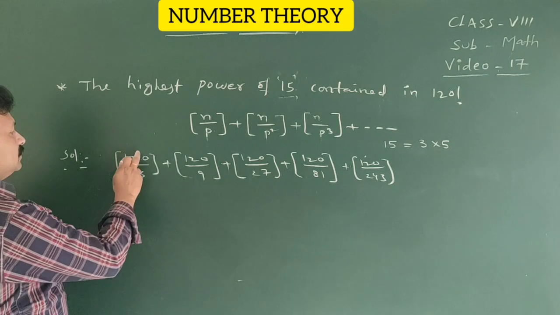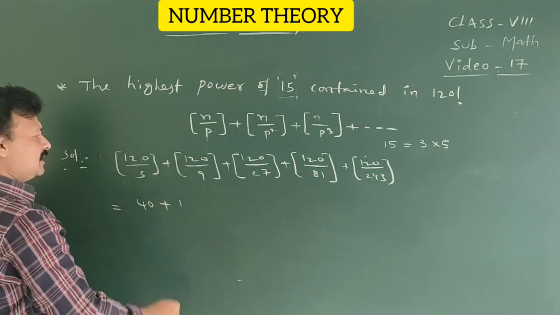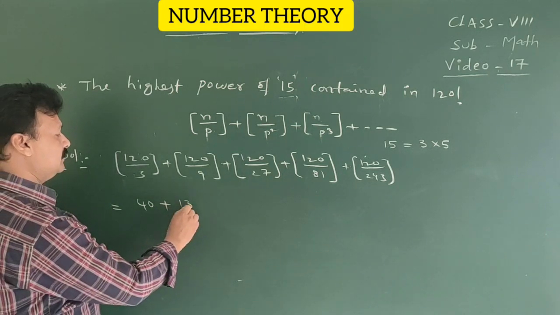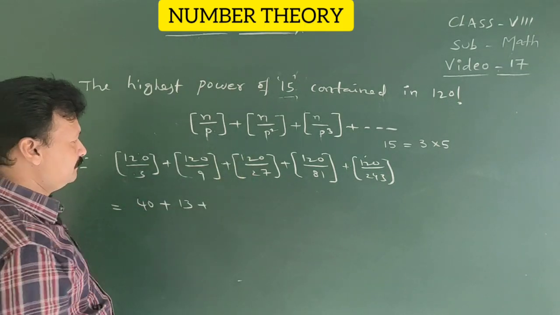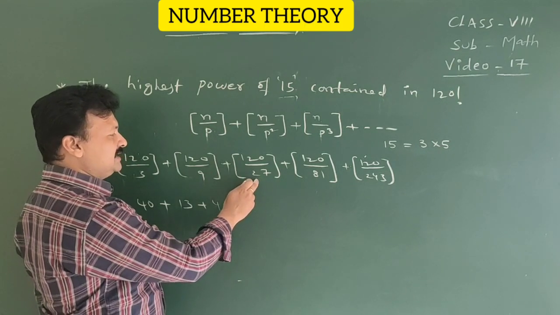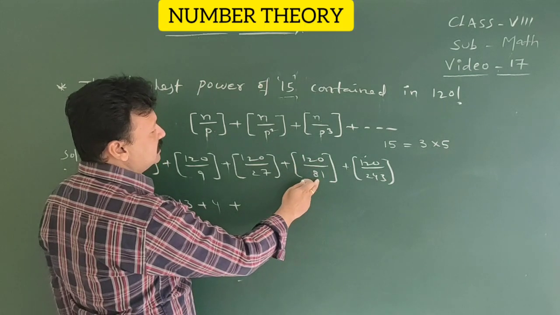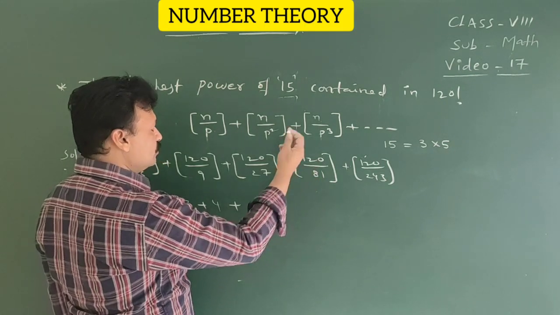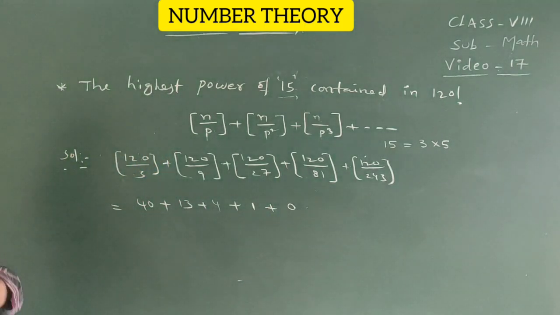Next, 120 by 3 will be 40. 120 by 9 is 13 point something. 120 by 27: approximately 4 times, 4 27s are 108, 12 remainder, so 4 point something here. 120 by 81: it is less than 1, so 0. Because 243 is more than 120. Whenever you get a proper fraction, at that situation you need to stop this process.